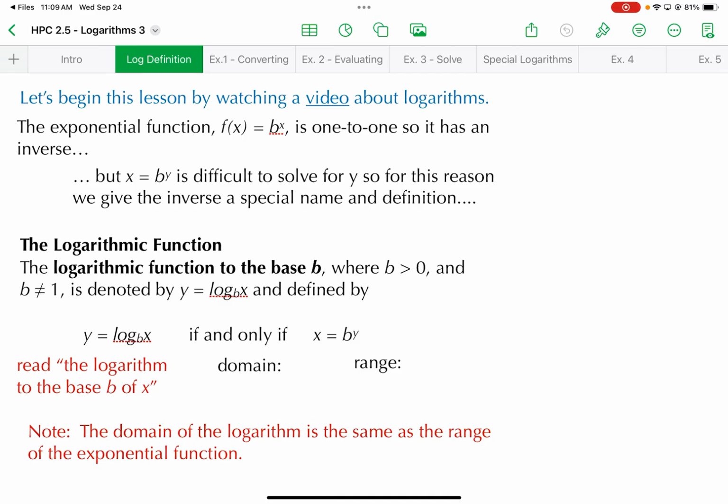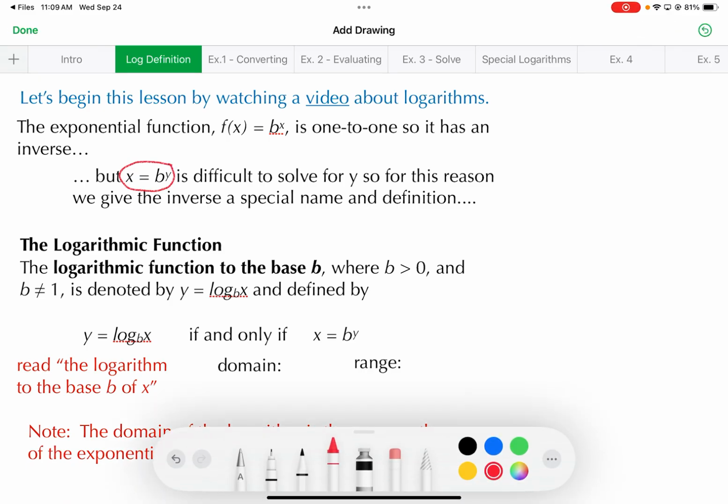So far, we've been looking at exponential functions, right? So here we have the exponential function f equals b to the power of x. We know that's 1 to 1, which means it would have an inverse, right? To find the inverse of it, you would switch the x and the y. Okay, so f becomes x, and then x becomes y. And that leads us to this equation.